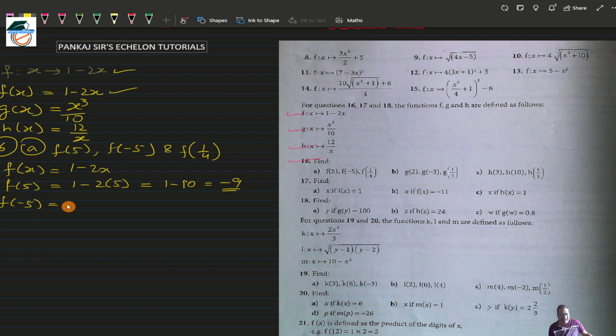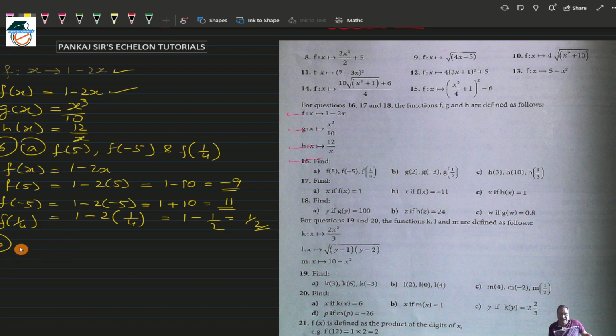Similarly, f of minus 5 should be 1 minus 2 times minus 5. That's equal to 1 plus 10, which is equal to 11. Then f of 1 by 4 should be 1 minus 2 times 1 by 4. That works out to 1 minus half. That works out to half. Okay. So these are the answers, okay, for 16a. Now let us work out 16b.